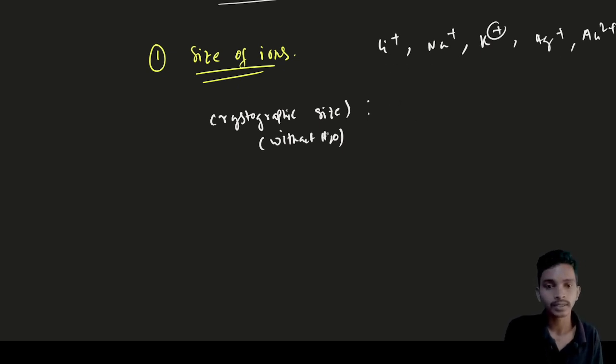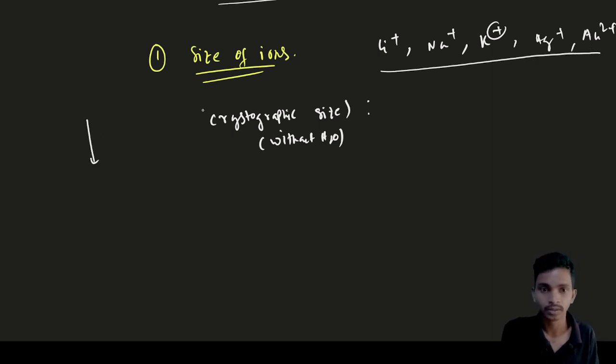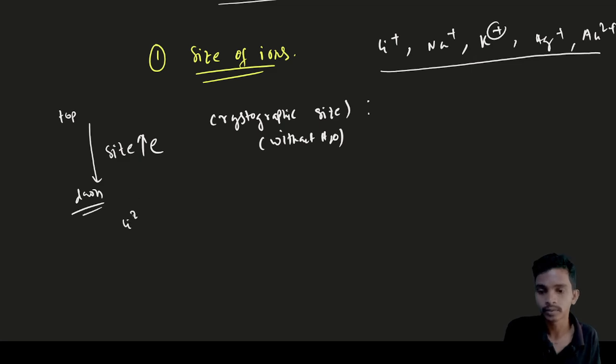So in this case, what is the size? Crystallographic size means without water. So as we move down the groups, the size increases. Okay, this is top to down, size increases. Why does size increase? Because, let's say, Li plus is in the second period.